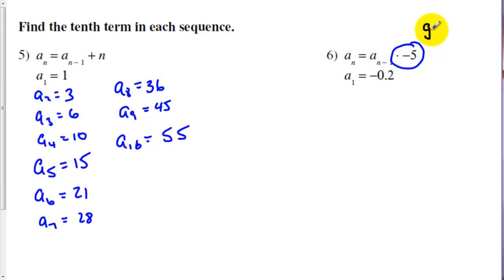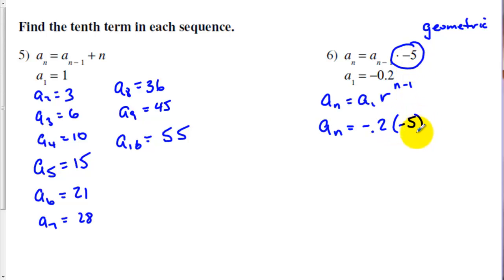this is a geometric sequence. So instead of writing them out like we did here, I'm going to write the explicit formula. Now the explicit formula for a geometric sequence, if you remember from our earlier lesson, is this template. So our a sub n would be a sub 1, which was given to us, times r, which is the negative 5, to the n minus 1. So now this is the recursive formula, and this is the explicit formula.